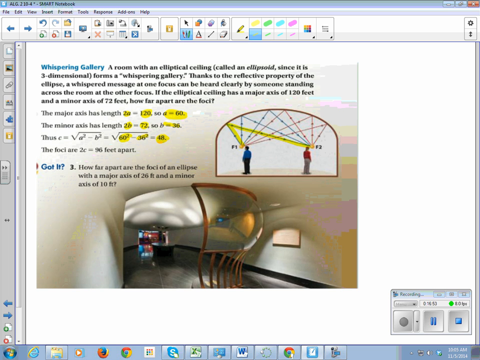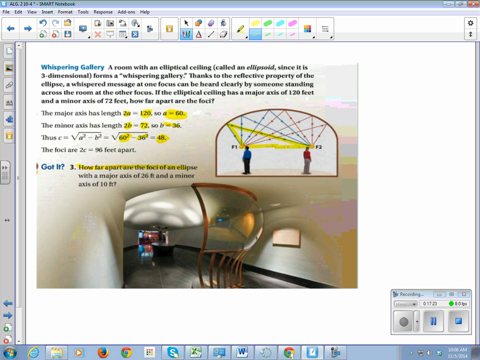The foci are half of that because, remember, your origin's in the middle. So 2c is equal to 96 feet. So 48 is half of that distance, and you need 2 of them to get the total distance. So now, this is what I want you to write.